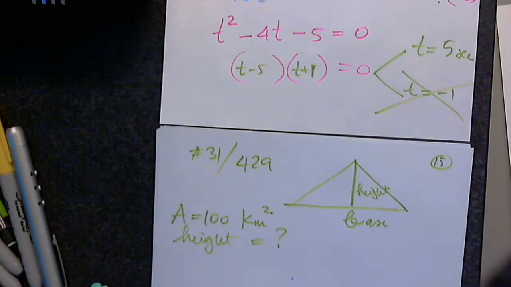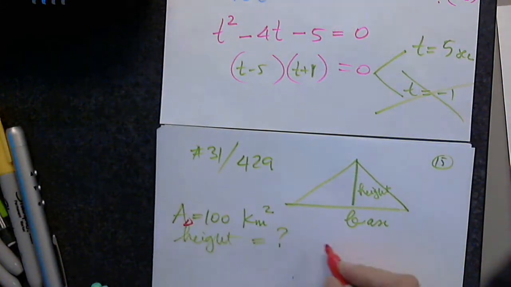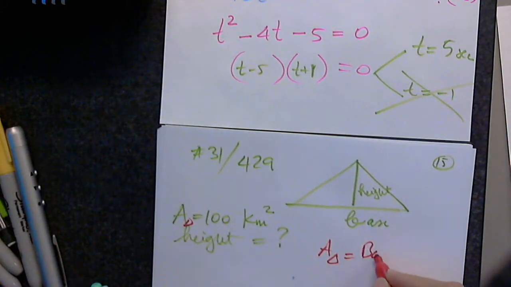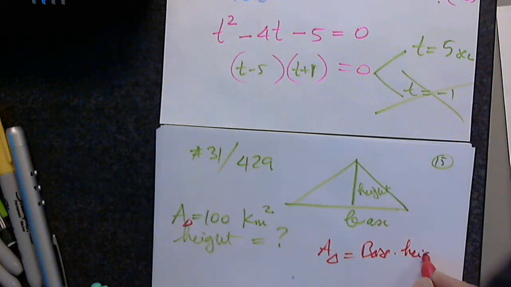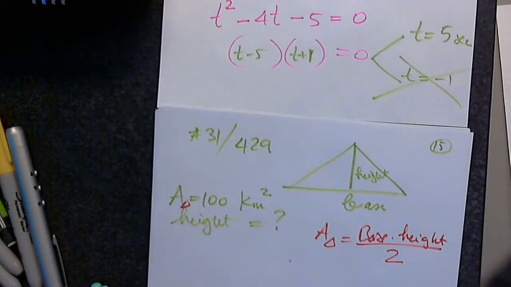Is it A equals 100 kilometers squared? Say it again. Is it A equals 100 kilometers squared of the question? So the area of the triangle is base times height divided by 2. That's the formula for the area of a triangle.